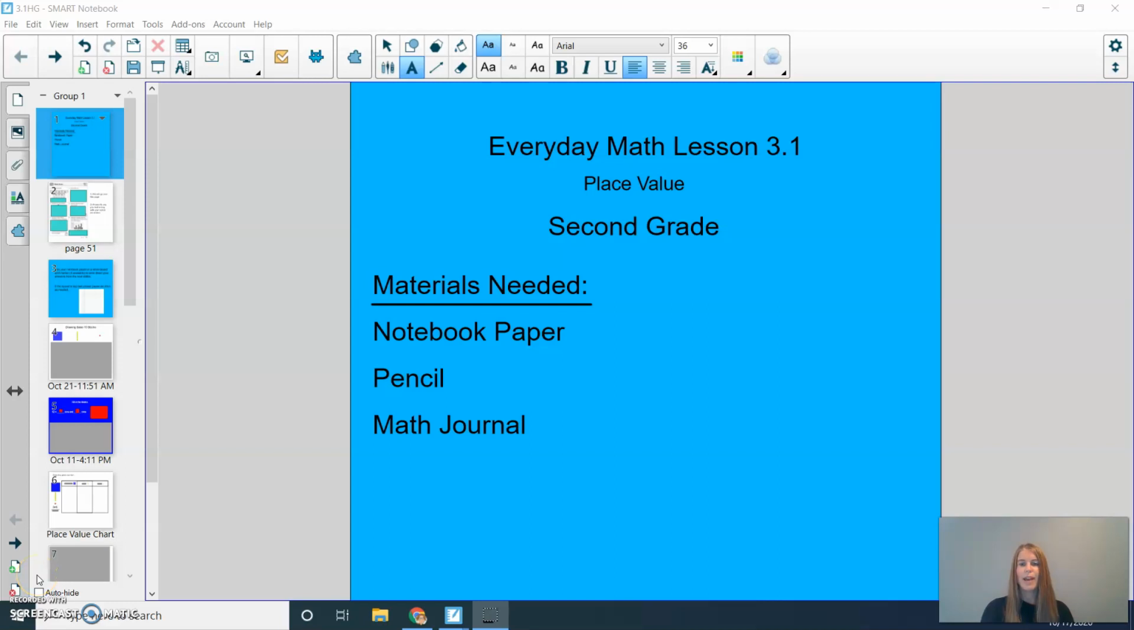Hi boys and girls, welcome to Everyday Math Lesson 3.1, Place Value. The materials that you'll need today: notebook paper, pencil, and math journal.